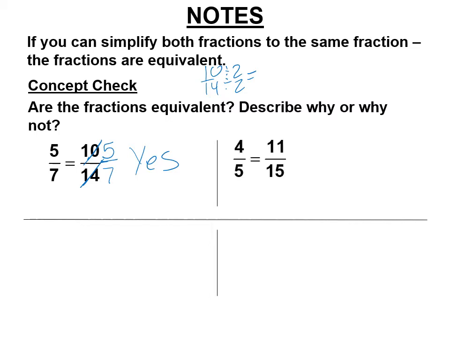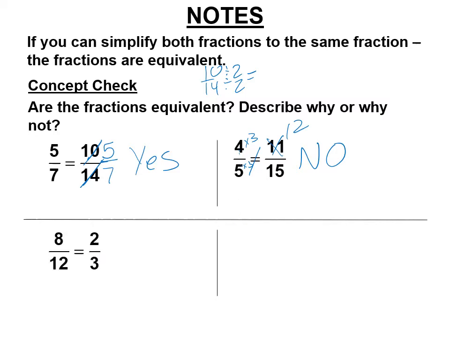So 4/5 and 11/15. Well, 4/5 is simplified. So can we simplify 11/15? It's already simplified. So no, they are both simplified, but they are not simplified to the same amount. Right? And for 15ths, 4/5 would be, and by the way, you can do this. We'll go over this in a second. You should be 12/15, right? This should be a 12 for them to be equal.